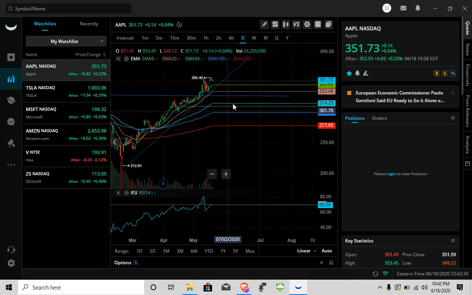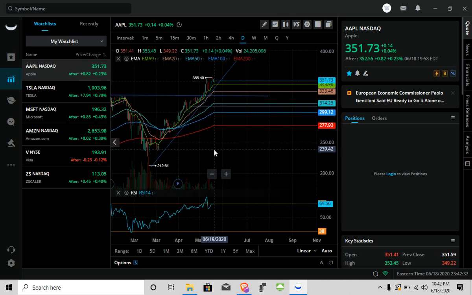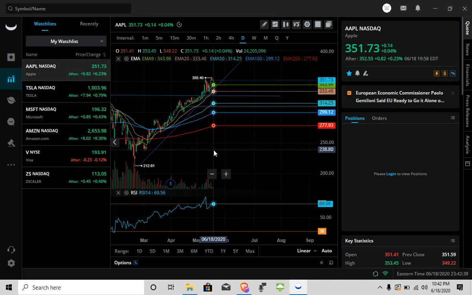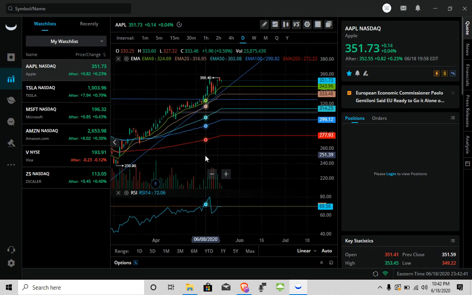So those are the indicators that I use. These are indicators that anyone worth their salt from a day trading or investing or entry point standpoint is going to be using.